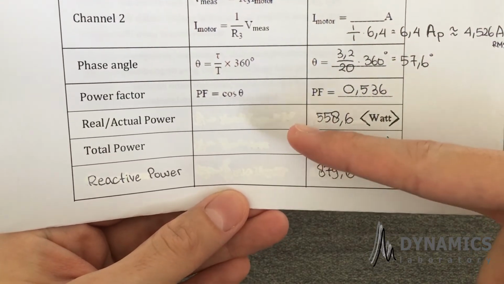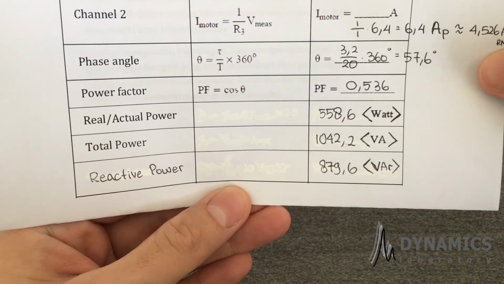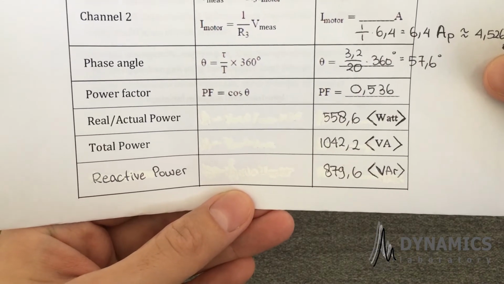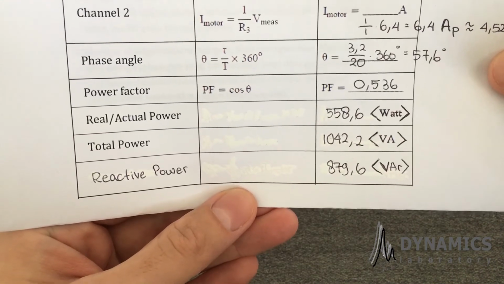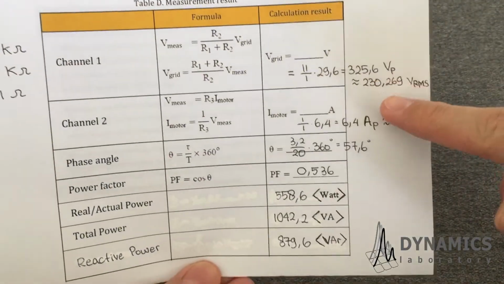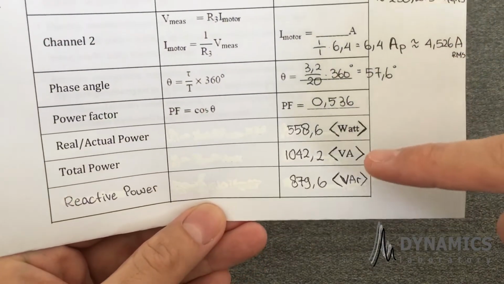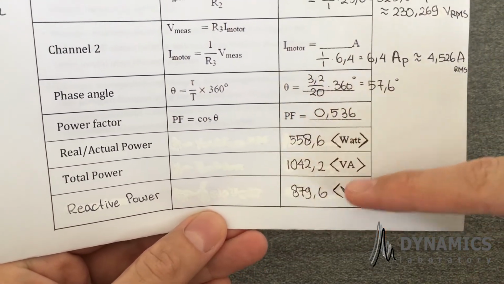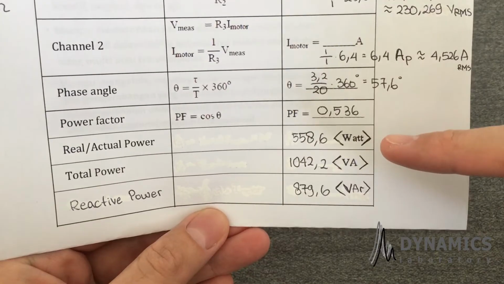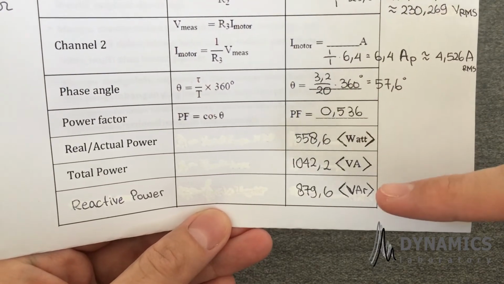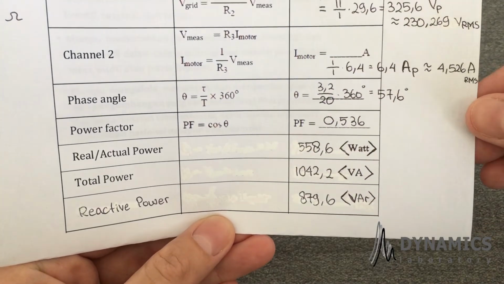But in this calculation, please use the RMS. Don't use the peak value, because in order to get the real power, total power, and reactive power, you have to use the RMS value, the RMS value of the voltage and also the RMS value of the current. And finally, you can get this result as I show you in here. The real power in watt unit, total power in volt ampere unit, and reactive power in VAR unit.